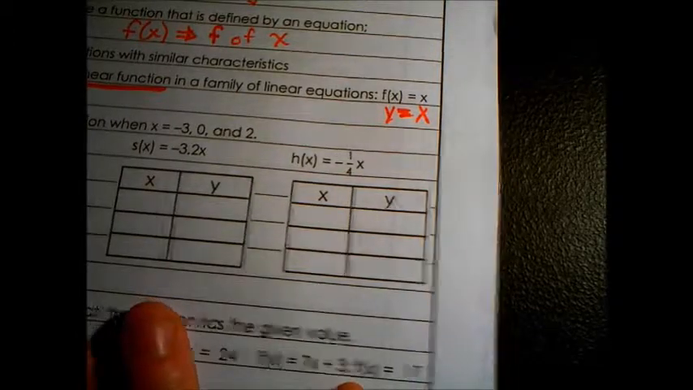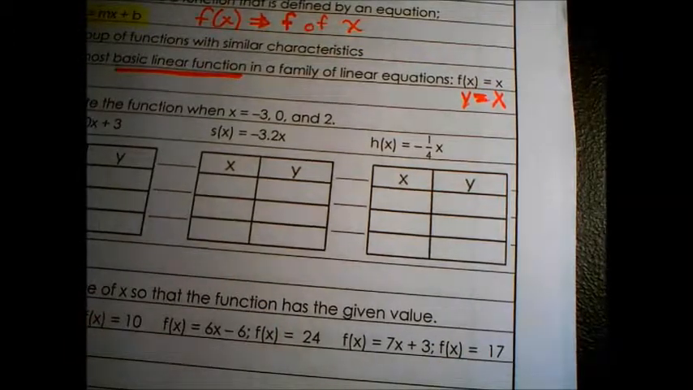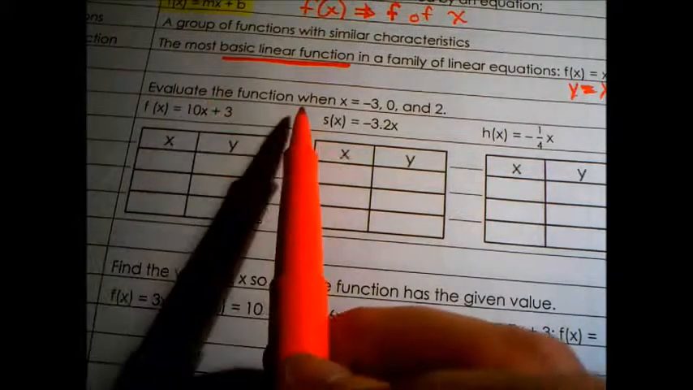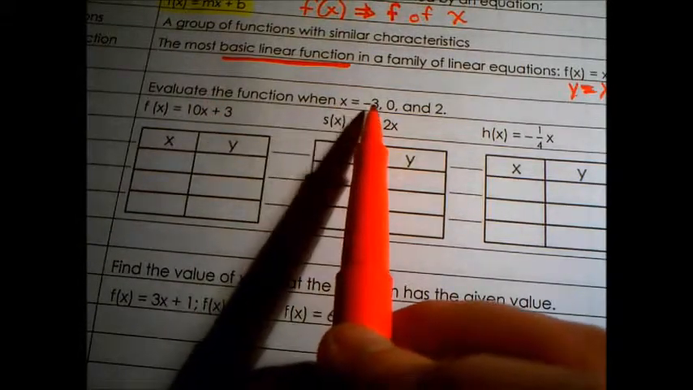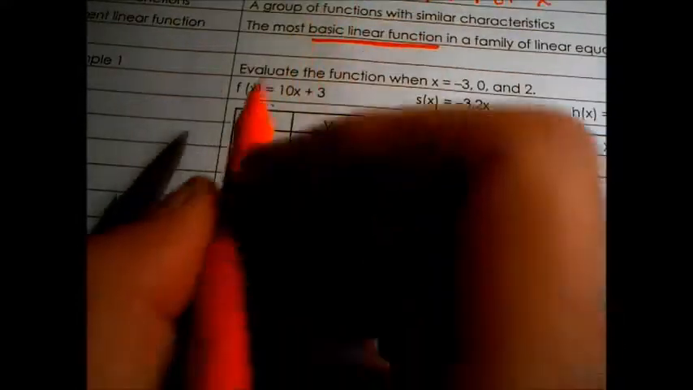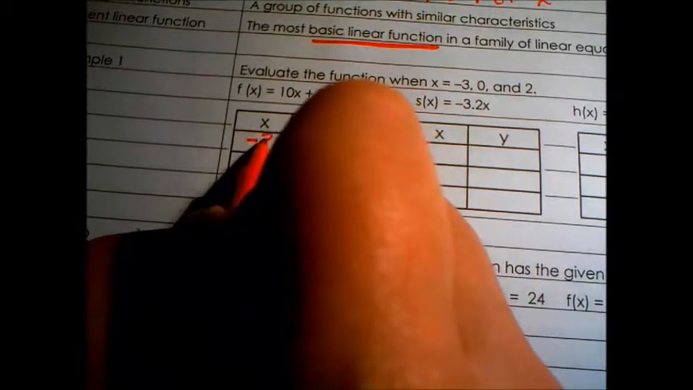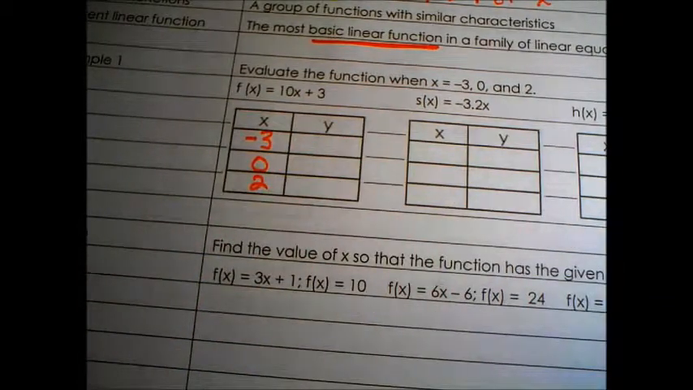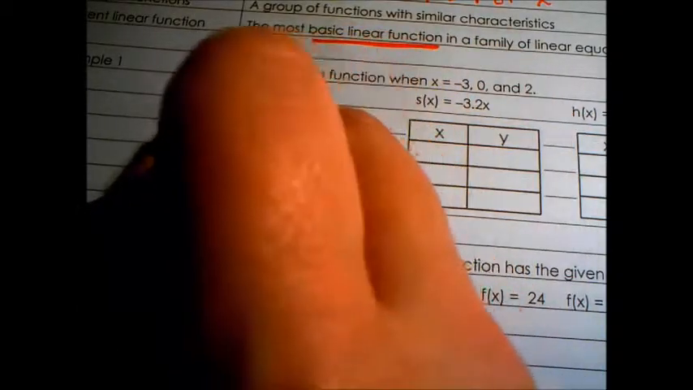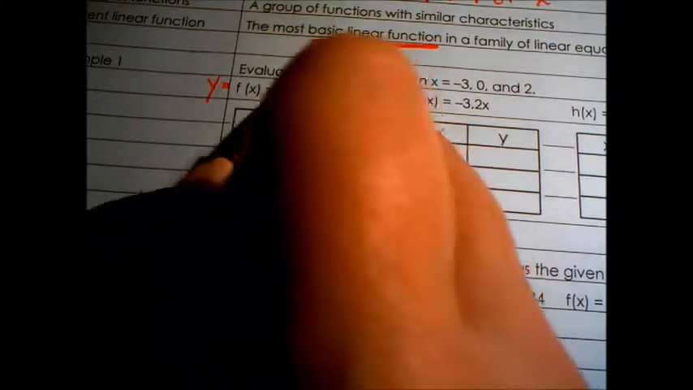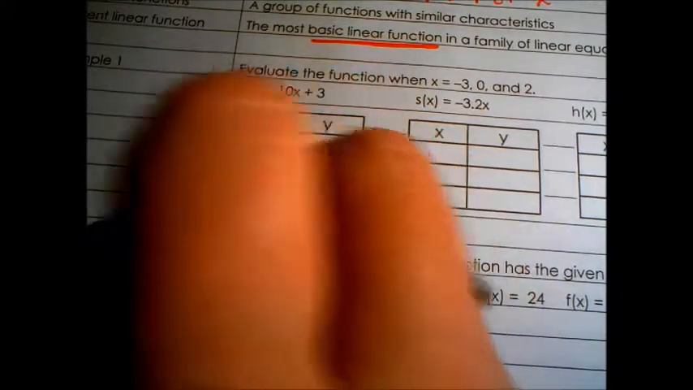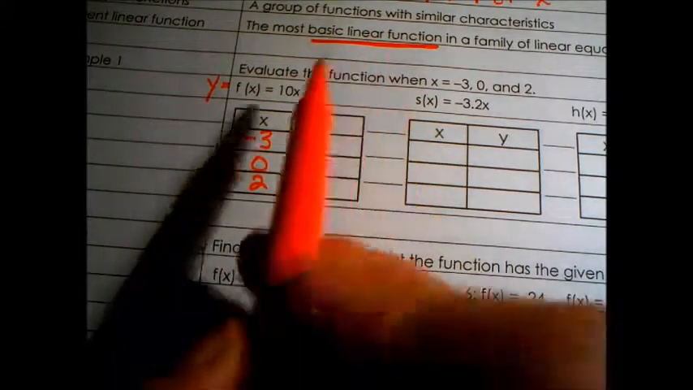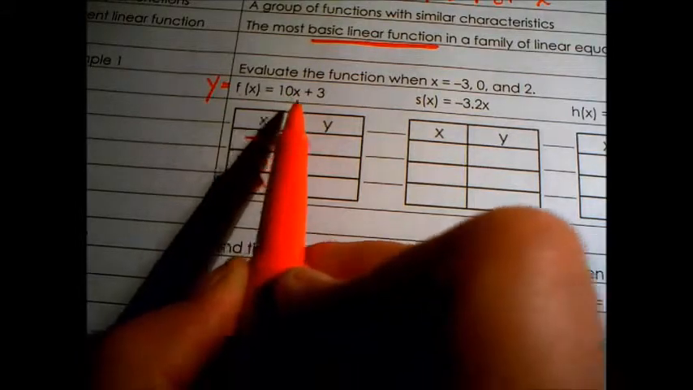Okay, our first example wants us to evaluate the function when the x's are these three numbers. So in my first table, I'm going to write down my three numbers. And this has the f of x again, so I'm going to write this as if it was a y equals, and then 10x plus 3. I'm still going to type this in my calculator.